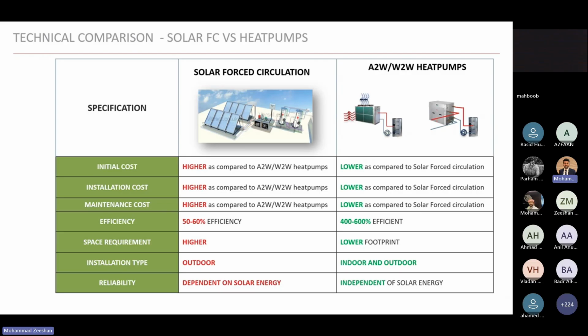Of course, a lot of people who have dealt with solar know, especially for projects like hotels where you don't have enough space over the roof, solar becomes a problematic proposition. Installation for solar is always outdoor, whereas heat pumps can be installed indoor and outdoor. And of course, solar is dependent on the solar energy. So during winters, when we don't have enough solar energy, it is difficult to gather heat from the sun itself.